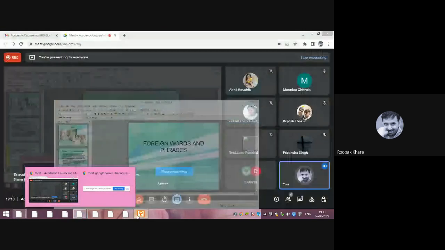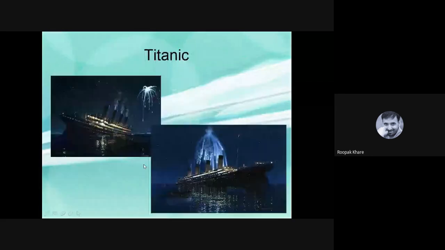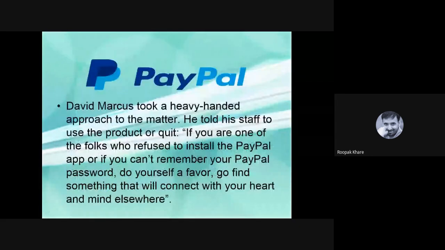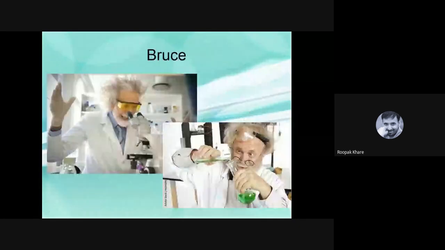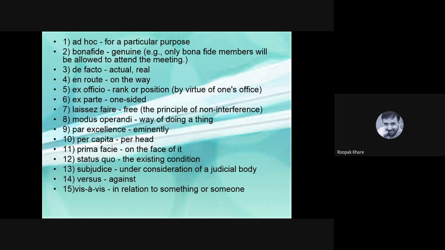Now in this written communication, there is another twist. There are different types of words that are being used in written communication, right? And a lot of these words come from other countries or other languages. These are called foreign words and phrases. It is a part of your syllabus. In short, I'll tell you the most common 15 foreign words.